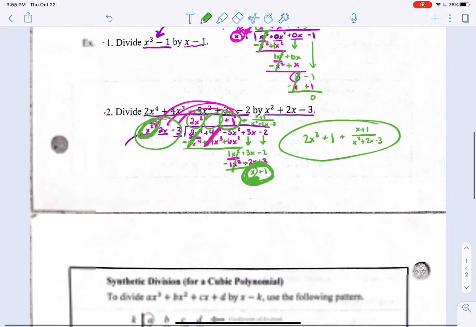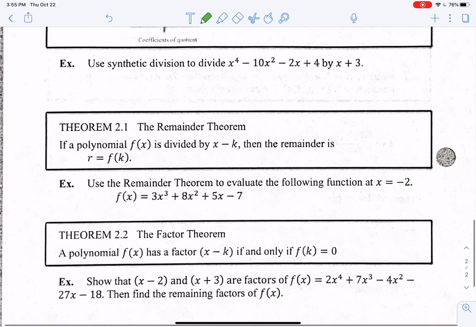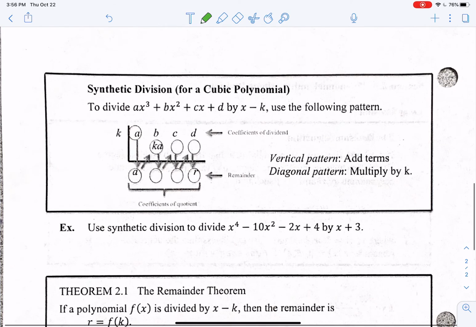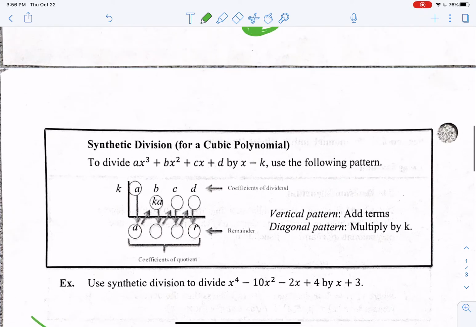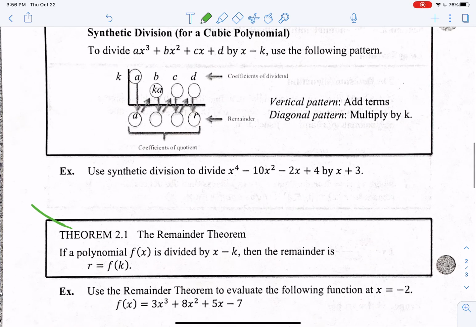All right, so let's go down here and we'll do a synthetic division problem. I think I'm going to cut this video a little bit short though. We'll do this synthetic division problem and then we will stop. I don't want to make this video too terribly long. Use synthetic division to divide.